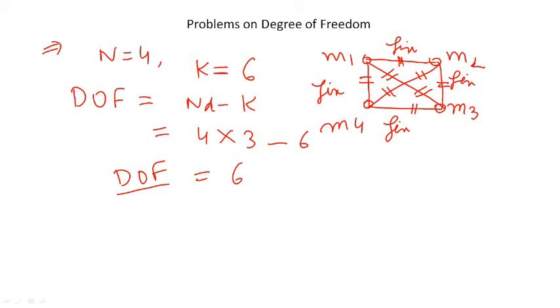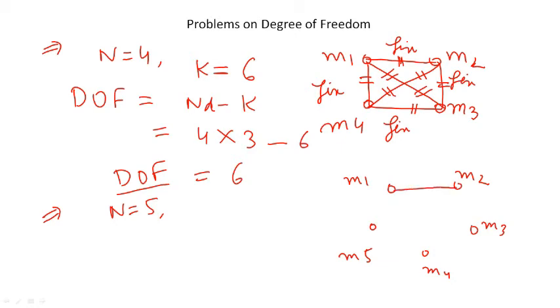Now if we consider the other example, suppose the number of particles is 5, then what will be the degree of freedom in this case? It is very important to understand that suppose there are 5 particles and the distance between the particles is again constant. Say this is m1 mass, this is m2 mass, this is m3 mass, this is m4 mass, and this is m5 mass. The distance between m1 and m2 is fixed. Distance between m2 and m3 is also fixed. For a rigid body, all these distances will be fixed, right?